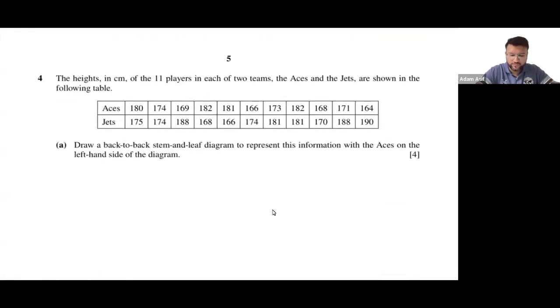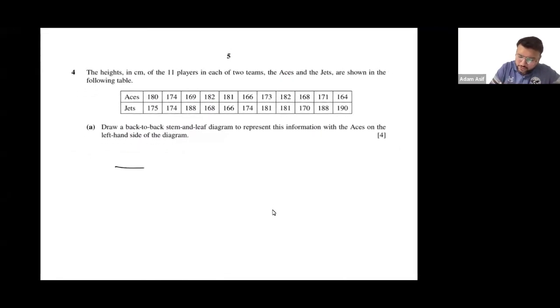Question number 4. The heights in centimeters of the 11 players in each of the two teams, the Aces and the Jets, are shown in the following table. These are the heights of the 11 players. And we have to draw a back-to-back stem and leaf diagram to represent this information with the Aces on the left-hand side of the diagram. So a back-to-back stem and leaf diagram looks like this.